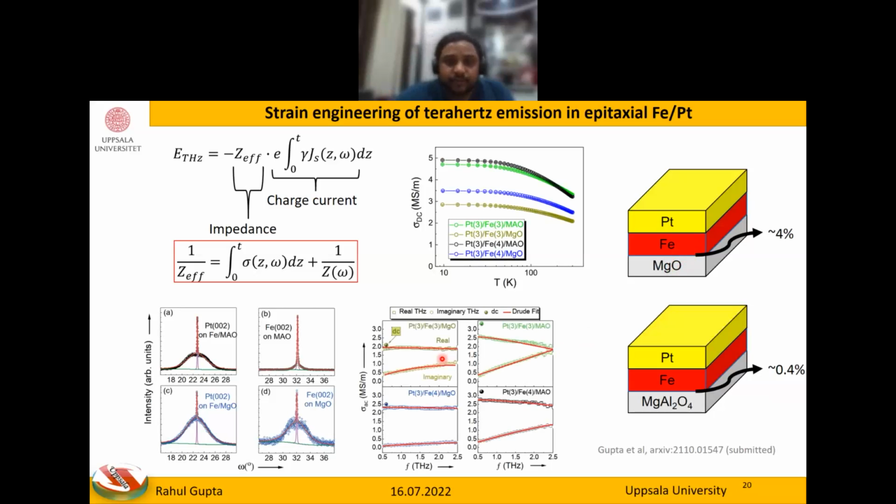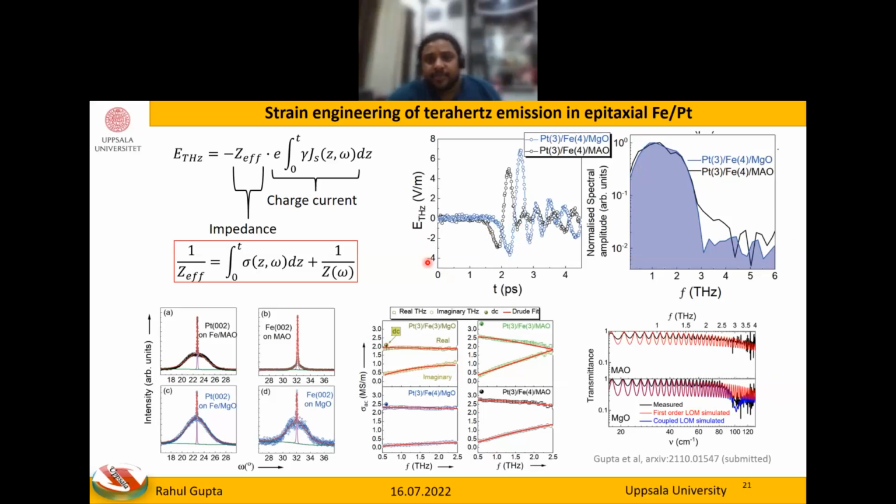Then this we have also confirmed by measuring the electrical conductivity in the terahertz frequency region, which was more or less similar to what we observe in the temperature dependent DC conductivity. Then we measured the terahertz emission, and surprisingly, we found the opposite result. So when we have a larger defect scattering in the iron layers, we get larger terahertz amplitude, and this also follows this Ohm's law behavior.